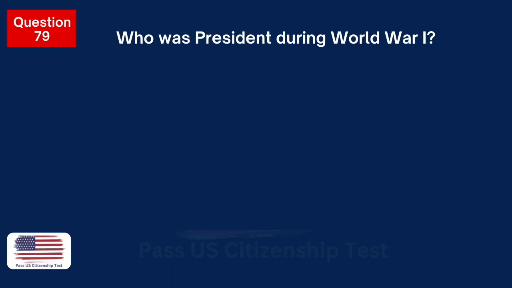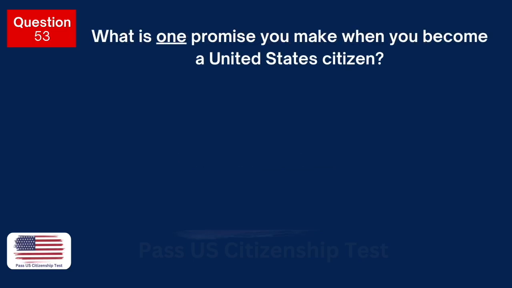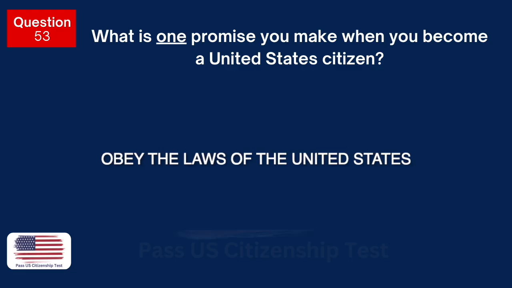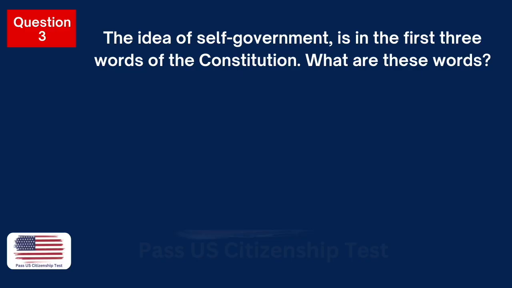Who was president during World War I? Woodrow Wilson. What is one promise you make when you become a United States citizen? Obey the laws of the United States. The idea of self-government is in the first 3 words of the Constitution. What are these words? We the people.